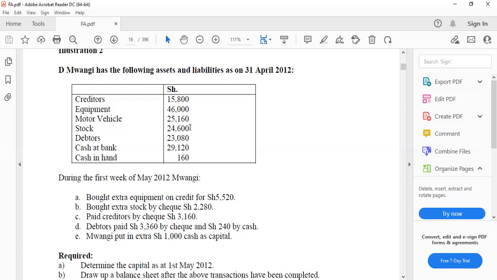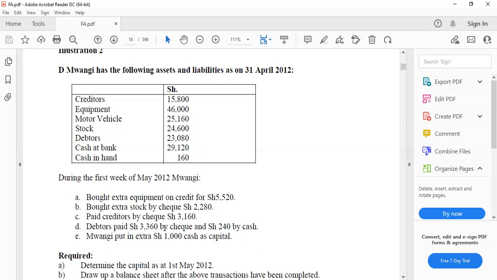Bought extra stock by check. That means stock will increase and the amount of cash at the bank will reduce because you bought them by check. Paid creditors by check. You paid creditors, the amount of creditors will reduce, and then the amount in the bank will also reduce because you paid by check. We shall be coming to how to open up ledger accounts for each and every item. But in a nutshell, when you pay creditors by check, the amount of creditors will reduce, and also the amount of money in the bank will reduce.